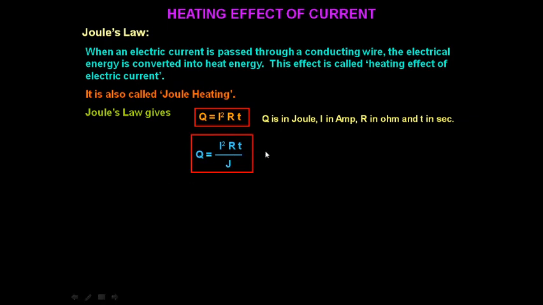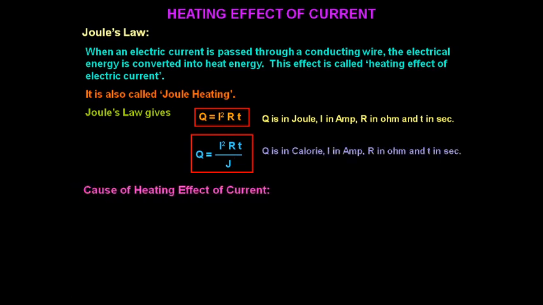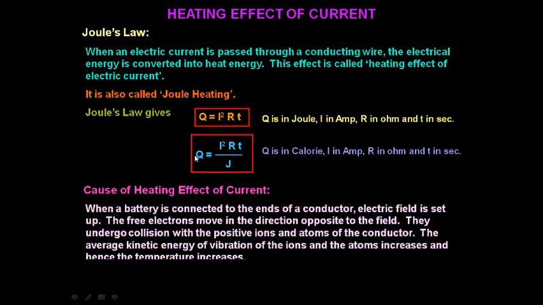Or Q is also written as I square Rt divided by J. Now if Q is in joules, I is in ampere, R is in ohm and t is in seconds, then we can write Q is equal to I square Rt. But if Q is in calories, I is in ampere, R is in ohm, t is in seconds, here J is Joule's constant. Then we write the formula I square Rt upon J, that is only if Q is in calories.